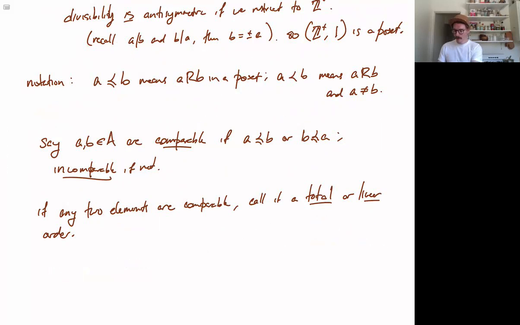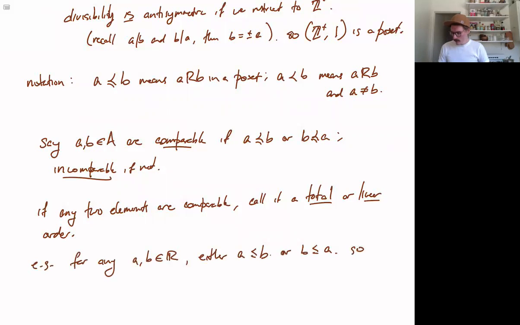So for example, this is something that distinguishes our two examples so far. For any A and B real numbers, it is true that either A is less than or equal to B or B is less than or equal to A. This is a fact. So R with less than or equal is not only a partially ordered set, it is a totally ordered set.